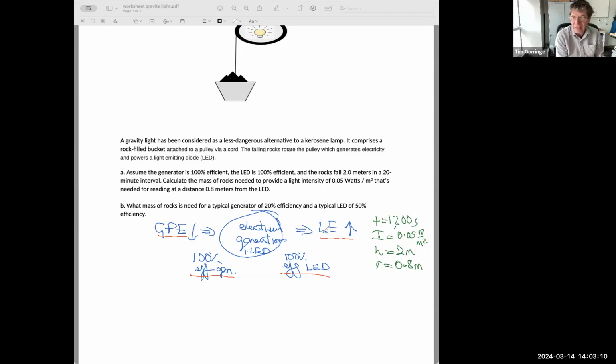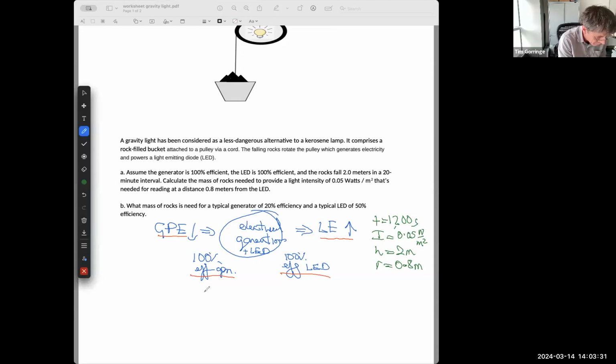The basic idea is that we're turning gravitational potential energy into light energy. We're not going to lose any energy or gain any energy. We're just going to 100% perfectly transfer the gravitational potential energy into light energy. And so I'm going to write down an equation to describe that.